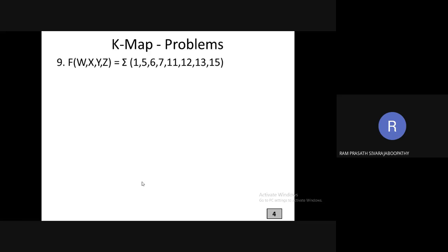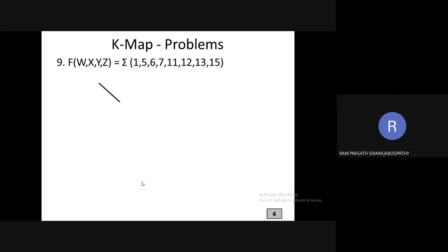Note this problem. How many variables are we having in the given problem? 4 variables. So how many cells must be there in the K-map table? Very good, 16 cells. Now we are going to draw the K-map table.